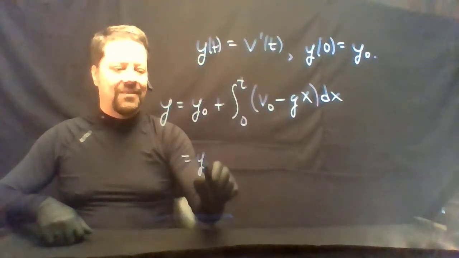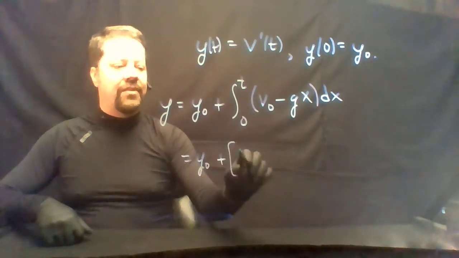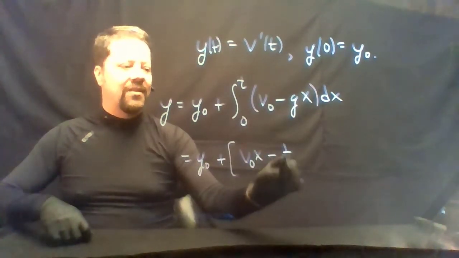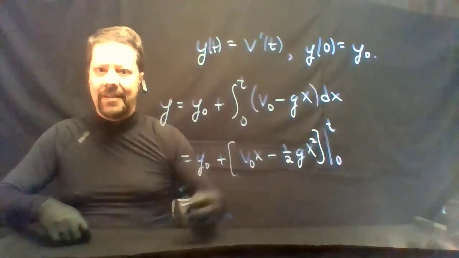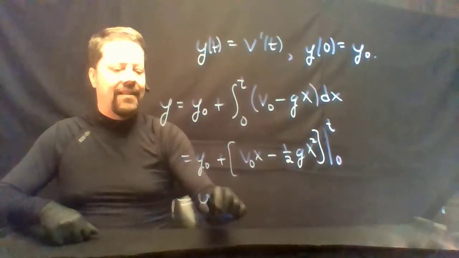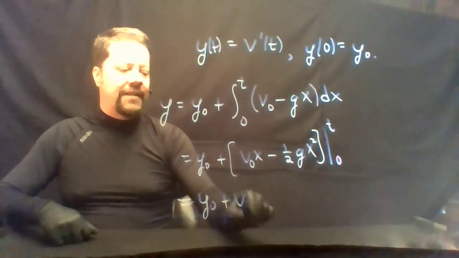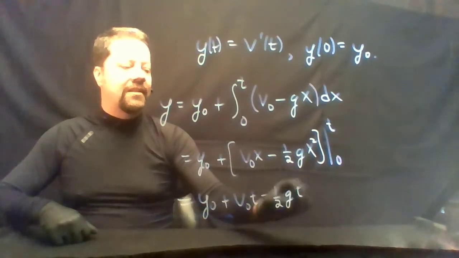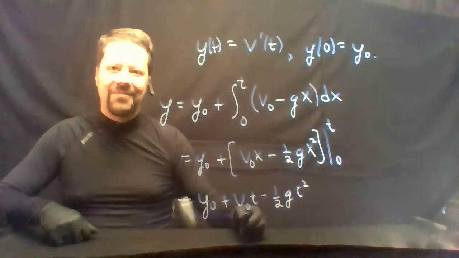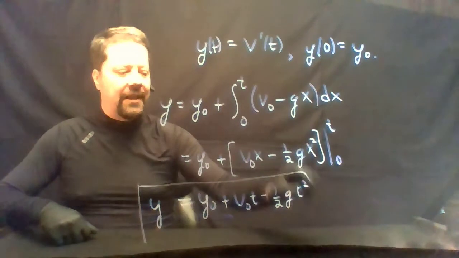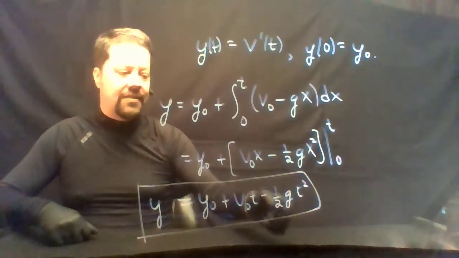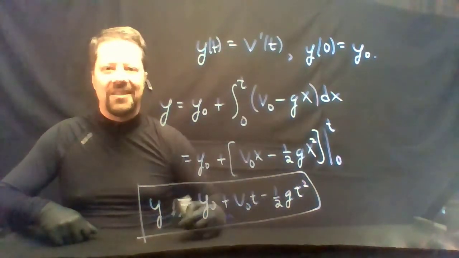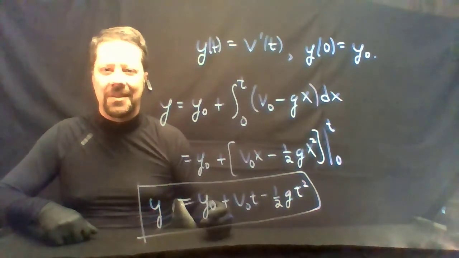Let's see what we get. We get y naught plus, our antiderivative will be v naught x minus 1/2 gx squared evaluated from 0 to t. We always plug the top limit of integration in first. That gives us y naught plus v naught t minus 1/2 g t squared, and when we substitute 0 for x, we get nothing. So the height function will be the initial height plus the initial velocity times time minus 1/2 the constant acceleration due to gravity times t squared. You might have seen this in a course in physics as well. Let's look at an example.